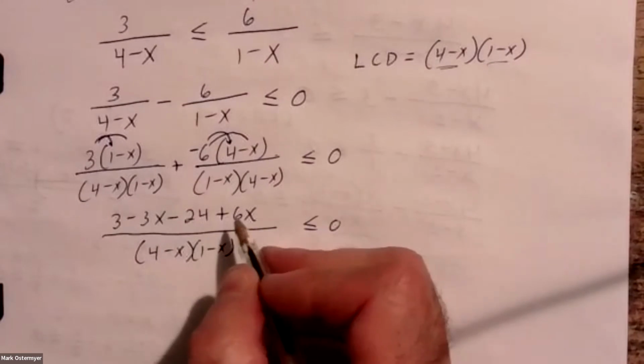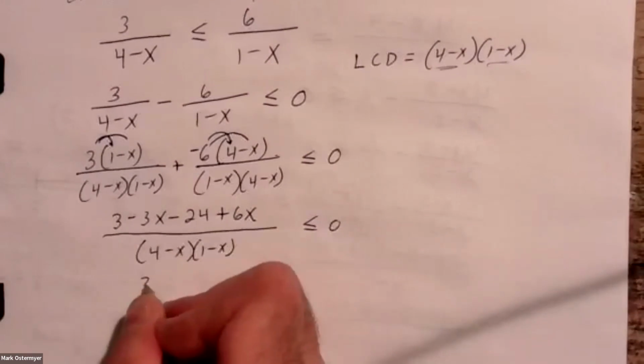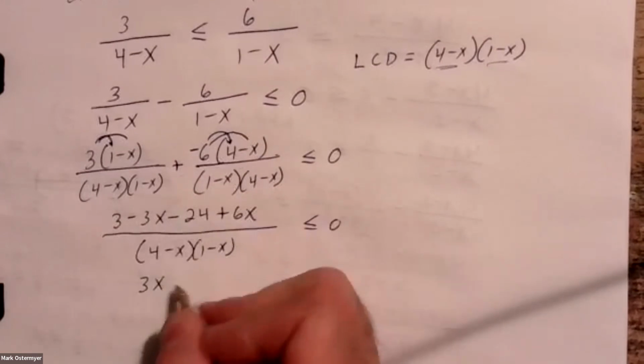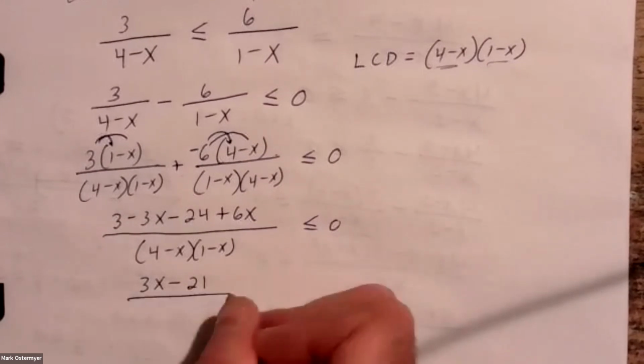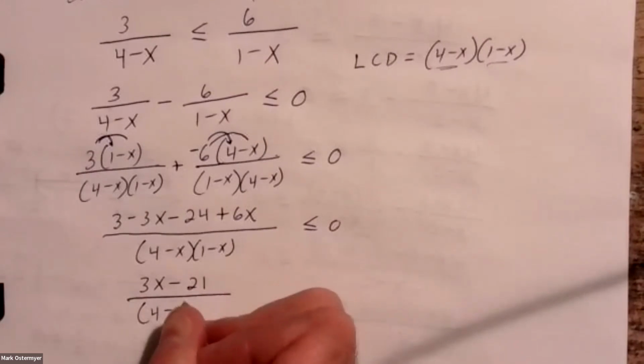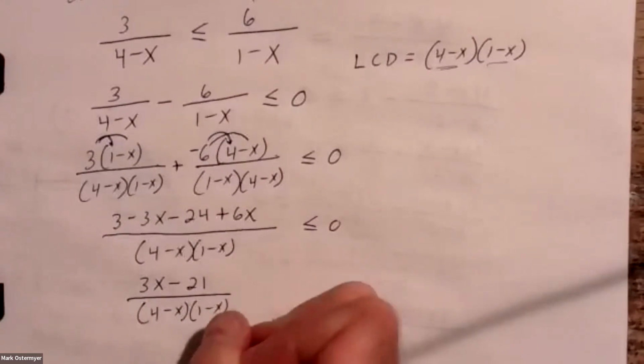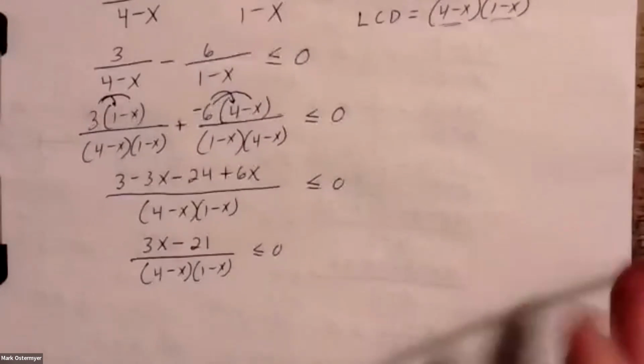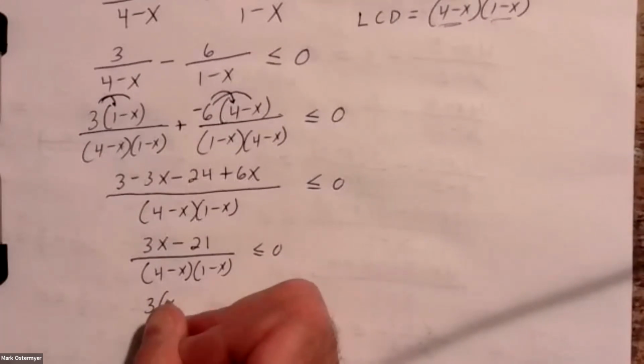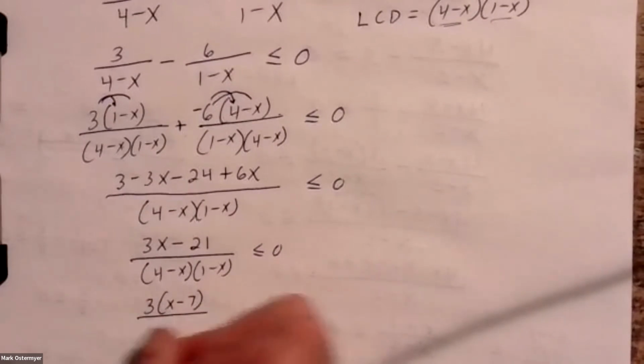Combining like terms in the numerator, the negative 3x plus 6x nets us 3x. 3 minus 24 is minus 21, all over our common denominator. Factoring a 3 out of both terms of the numerator leaves behind this.